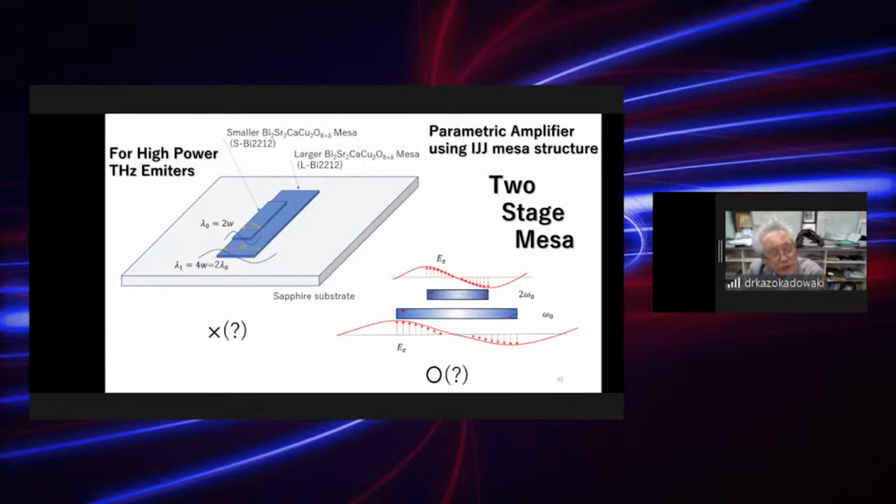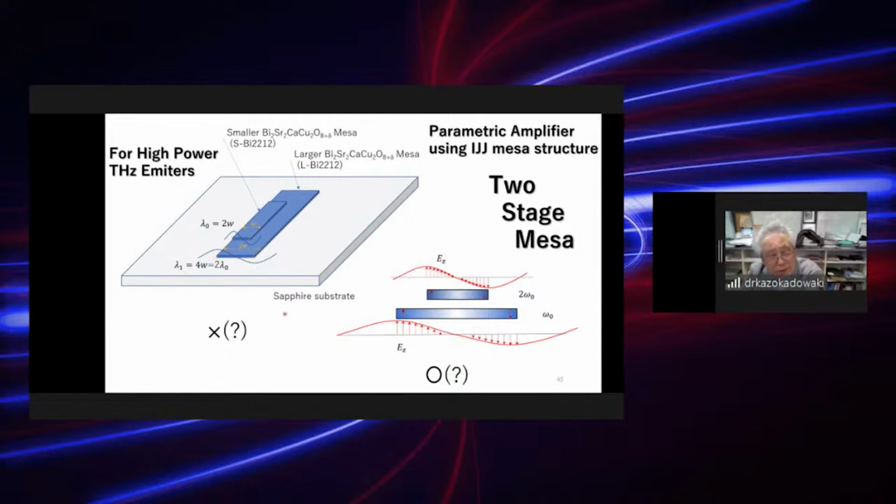We have a two-stage method. One is a larger one below, and on top we put a smaller one, half the size of that, so that we have twice the frequency in the upper part compared with the lower part. So if we drive this upper part, then we can parametrically induce this lower frequency, half the frequency, terahertz.